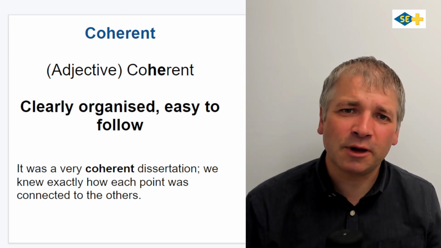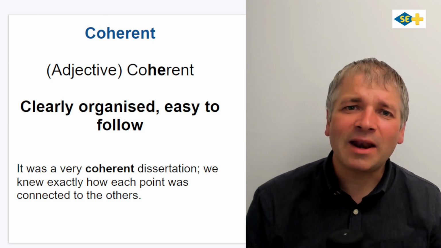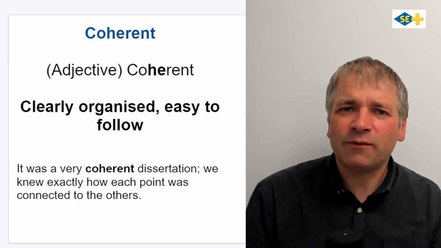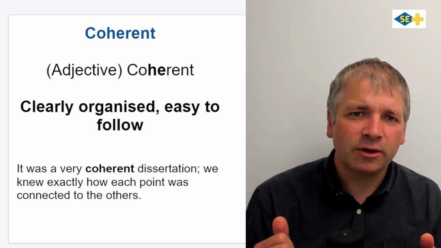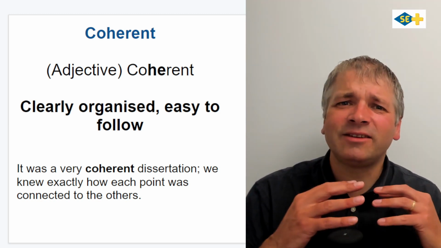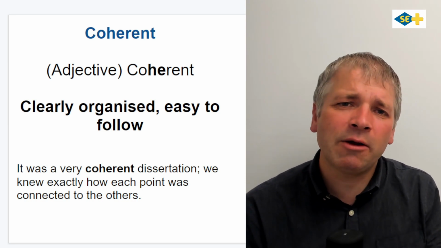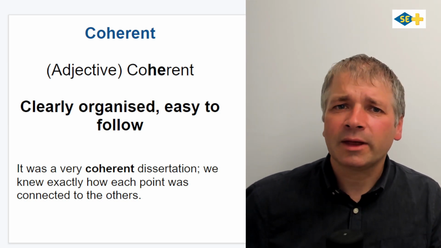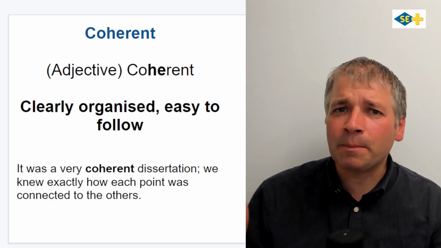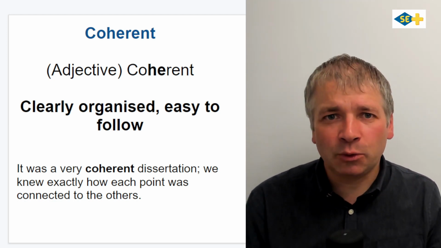And coherent is used a lot when we're discussing language. If something is coherent, then the language works. It's clear. It goes from one thing to another well. It flows well. We understand what's come before. We have an indication of what's coming next. Everything is connected together really well. The opposite is incoherent. But we can use coherent for more than just writing. It can be ideas, processes, anything at all where there's a pattern. And if it's a coherent pattern, then it's clearly organised and easy to follow.